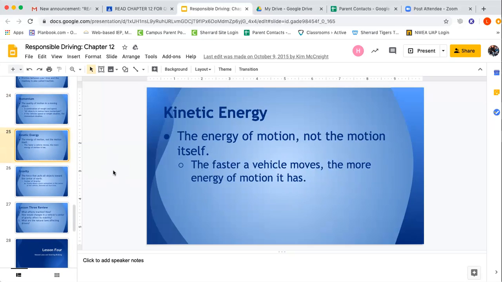Kinetic energy, the energy of motion, not the motion itself. So her example here is the faster a vehicle moves, the more energy of motion it has, right? Kinetic energy really just means anything in motion. And energy itself, if you are not in my biology class, we're talking about kinetic and potential energy, but kinetic means that it's just being in motion.